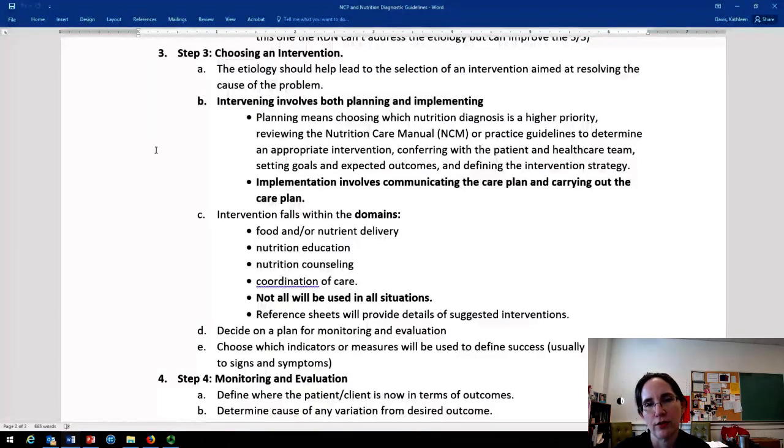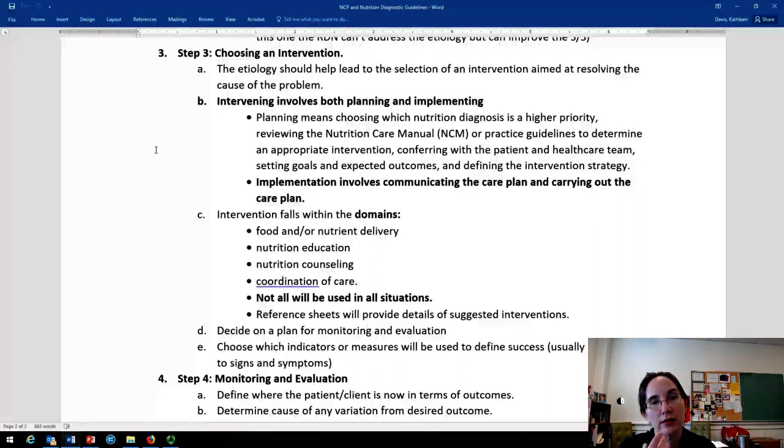Your intervention involves both planning and implementation. So you have to plan with the patient how you're going to intervene. You have to go to resources like the Nutrition Care Manual or a critical review of the literature to determine what the best intervention is for this particular problem.